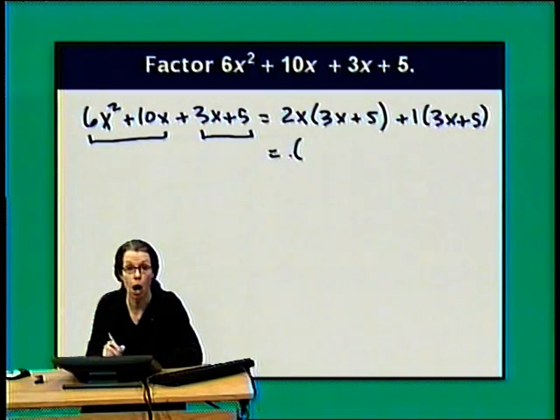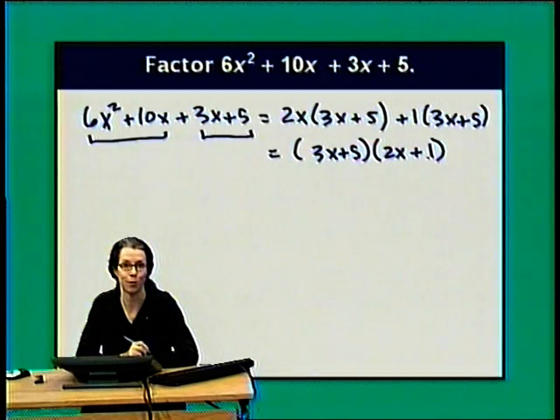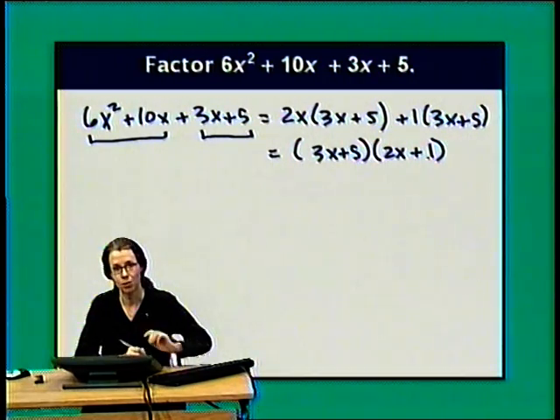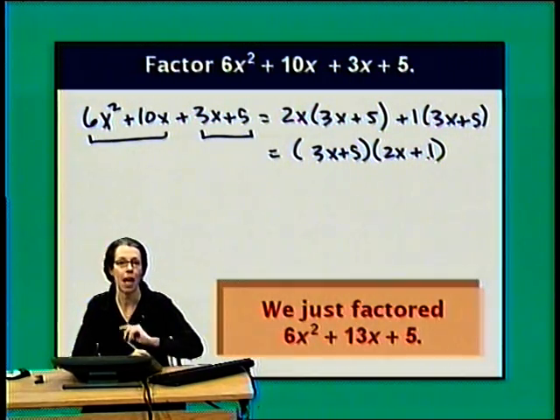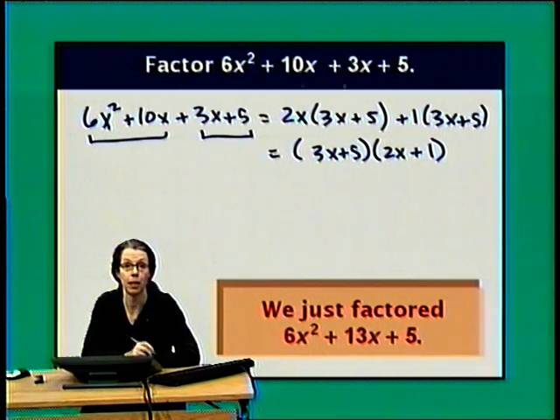I have that common binomial factor of 3x plus 5. That leaves behind 2x from the first term and 1 from the second term. So now look at what I've done. I've actually just factored the trinomial 6x squared plus 13x plus 5. 10x plus 3x, what I had here, is 13x.